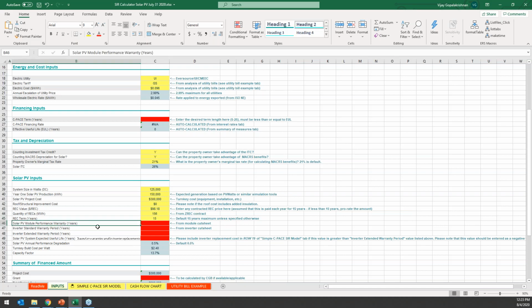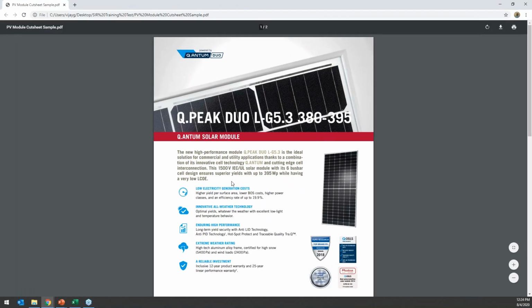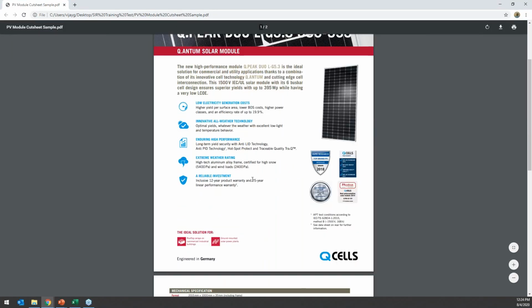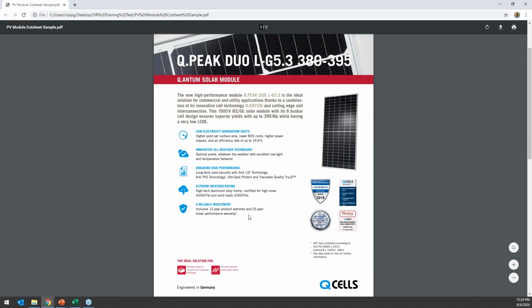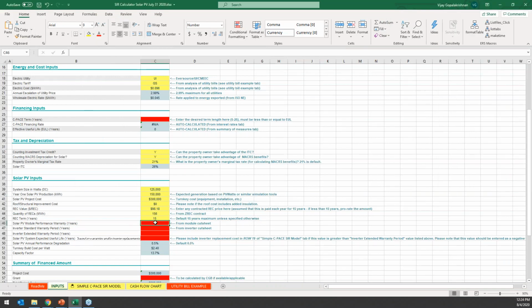Next, we move on to solar PV module performance warranty. I'll show you an example cut sheet. We're not talking about any specific products, but this is just an example of a cut sheet and the warranty. So the 25-year linear product performance warranty is what we have here for this particular solar PV module. So it's a 25-year module warranty, and that's what you would enter right here.